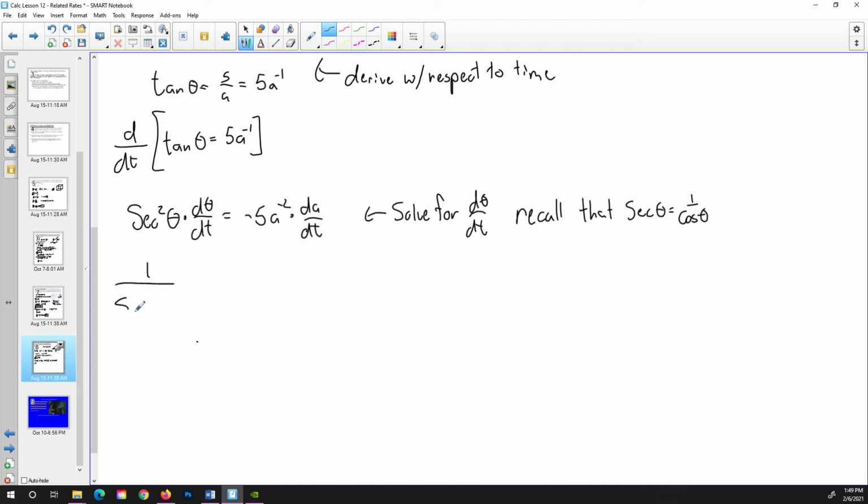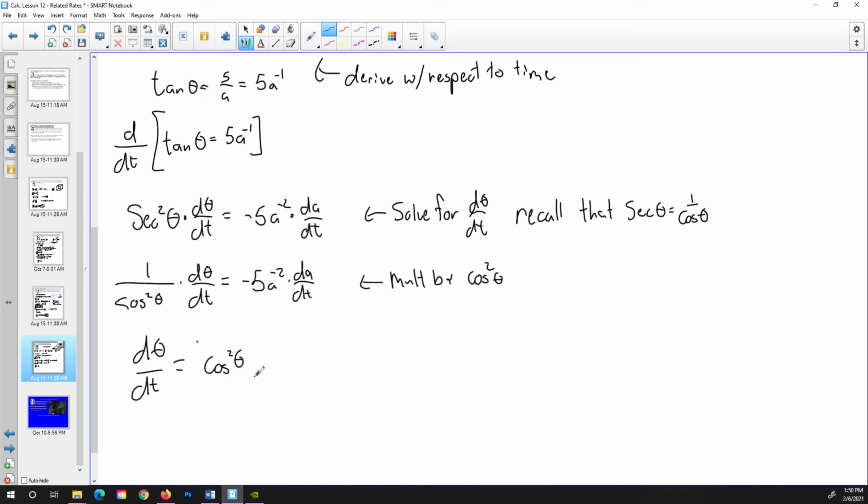So 1 over cosine squared theta times d theta over dt equals negative 5a to the negative 2 times dA over dt. The only reason I converted secant to terms of cosine is because now I can just multiply by cosine squared theta, and that'll give me d theta over dt equals cosine squared theta times negative 5a to the negative 2 times dA over dt.